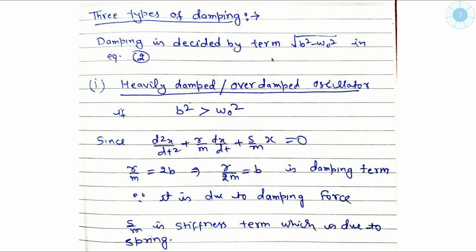So it is given here, damping is decided by the term b square minus omega naught square. So the first case is the heavily damped oscillator. What is a heavily damped oscillator? The oscillator in which damping occurs heavily, damping occurs too much. It is also called an over damped oscillator.